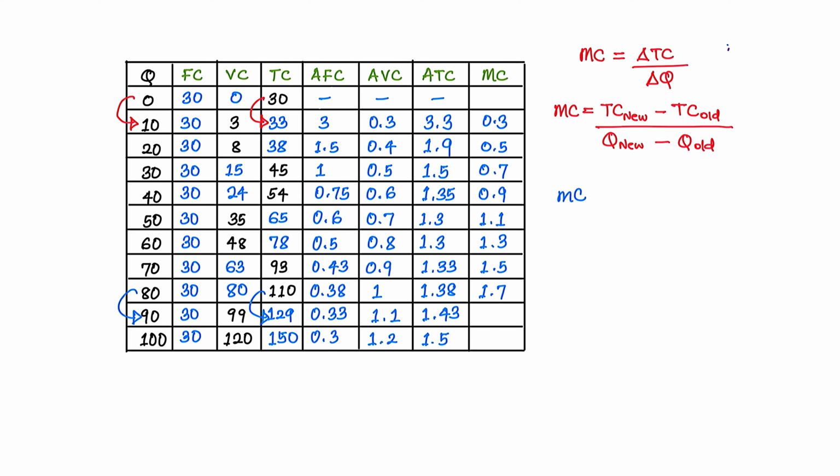Next, the increment from 110 to 129 and from 80 to 90. The calculation of that is 129 minus 110, that is 19. So 19 divided by 10 is 1.9. Next, the cost increases from 129 to 150 and output increases from 90 to 100. So 150 minus 129 is 21 and 100 minus 90 is 10. So 21 divided by 10 is 2.1. And this completes the calculation of the marginal cost.